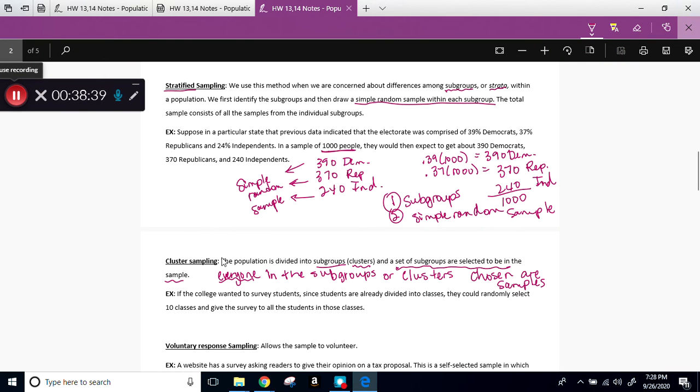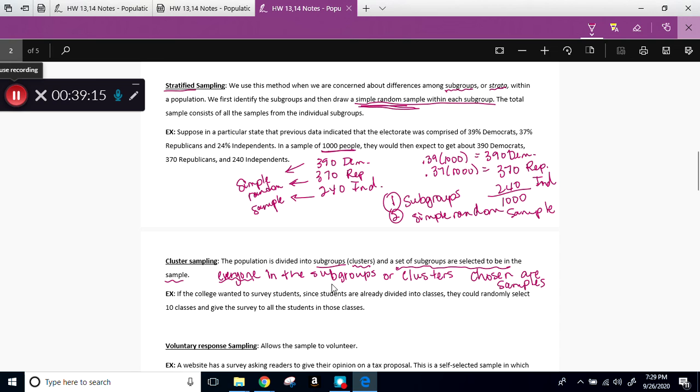And then did they put them in subgroups and then poll or sample everybody? No. They're going to use a simple random sample. They may say, I've got this many, 390, 370, and 240. That reflects what the whole population is by percentages. And then out of 1,000, I'm just going to randomly pick some of each group.